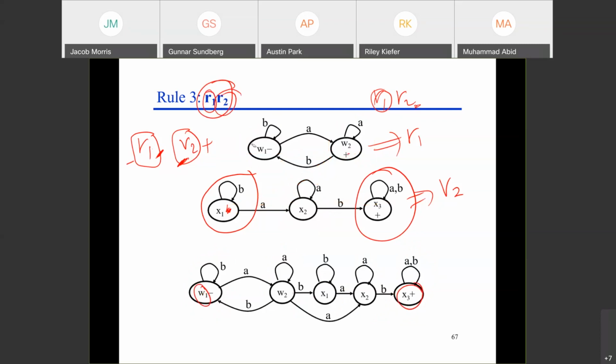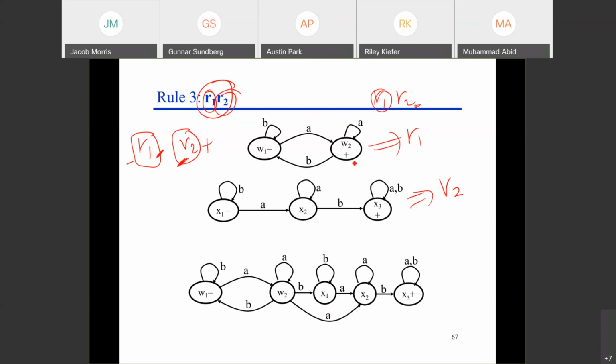I'm afraid, between W2 and X1, how did you get BA as a transition, or if you go from W2 to X2, you get A as a transition? Why B and A? Okay, let me see what you're saying. Oh, okay. So you are saying that if you are at W2, this A is here, and if you have A, you go to X2.